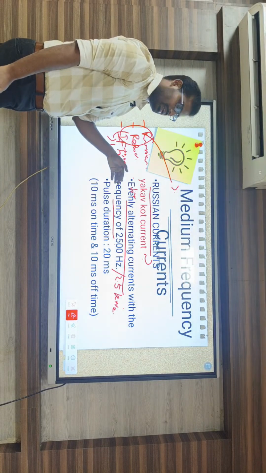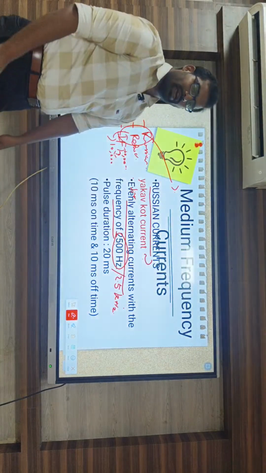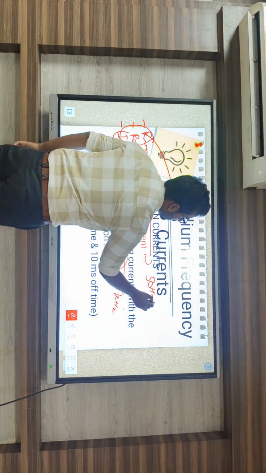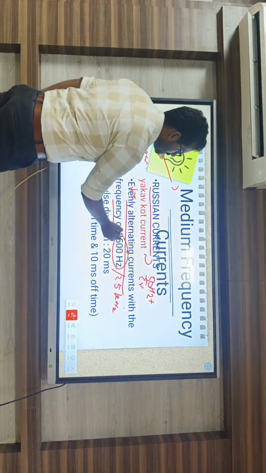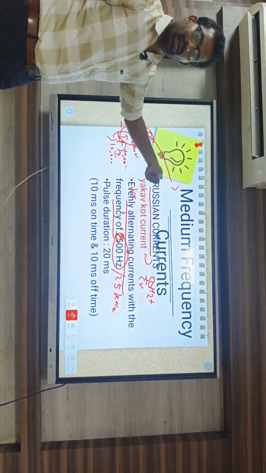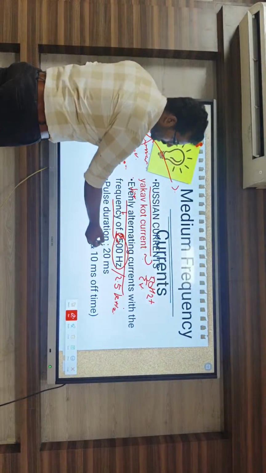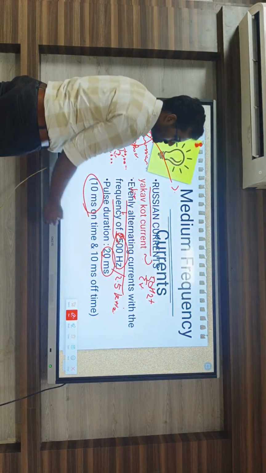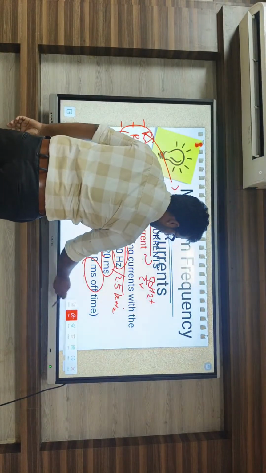So what is the main differentiation? That is the frequency level. Here it is 2500 hertz and there it is 50 hertz. 50 hertz evenly alternated is the sinusoidal current, and 2500 hertz evenly alternated is the Russian current or Kots current. The pulse duration is 20 milliseconds, with the first 10 milliseconds on period and the second 10 milliseconds off period. So this is about the Russian current.